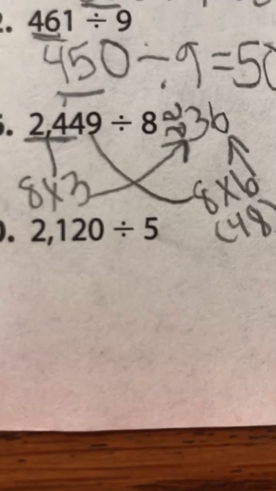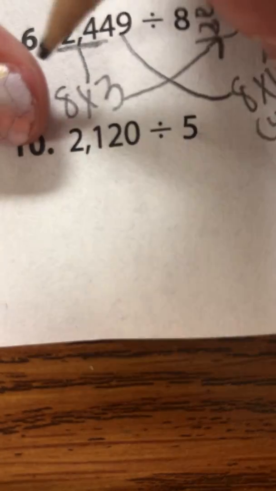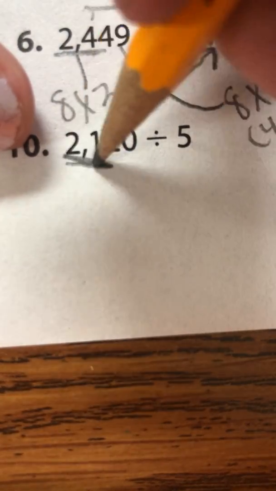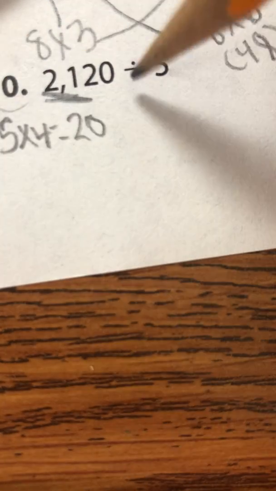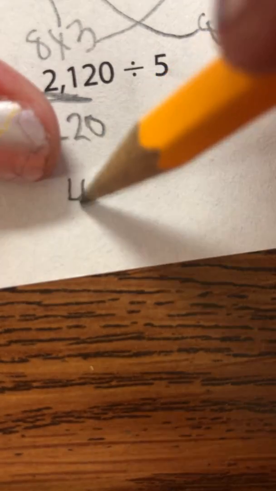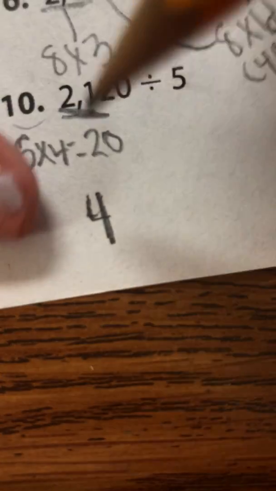Number 10. 2,120 divided by 5. That 21 is really close to a 20. 5 times 4 equals 20. So 21 divided by 5 is 4. And then I've got this 2 here. 20 divided by 5 is also 4. So 2,120 divided by 5 is about 44.